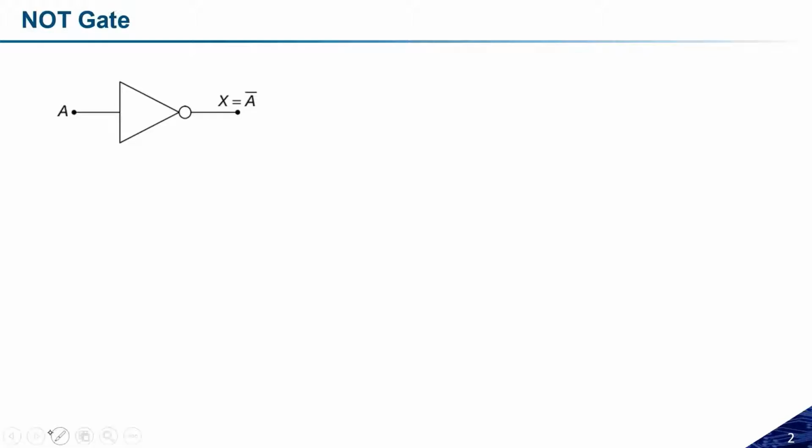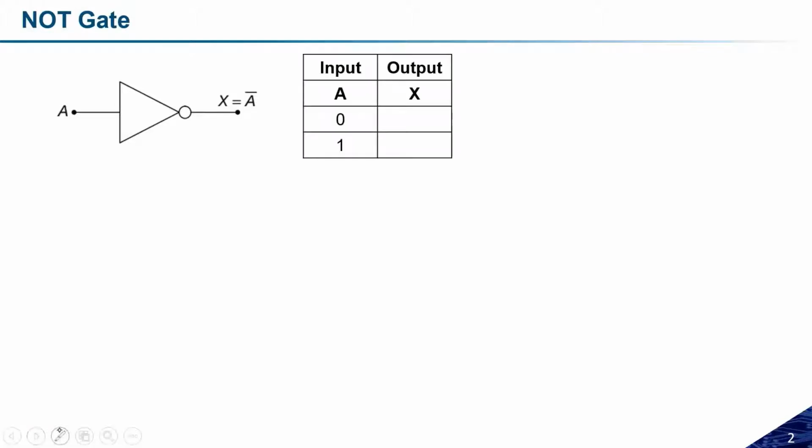If we try to understand how it will look, suppose I'm providing the input 0, in that case the output will be 1, and if the input is equal to 1, in that case the output will be 0. So this will be the truth table for the NOT gate or the inverter gate.